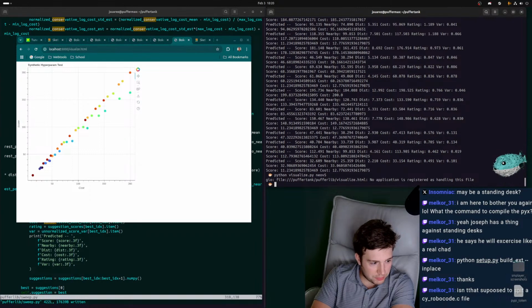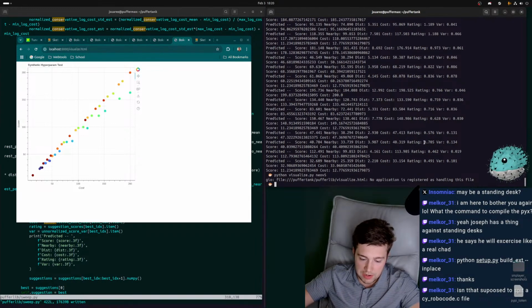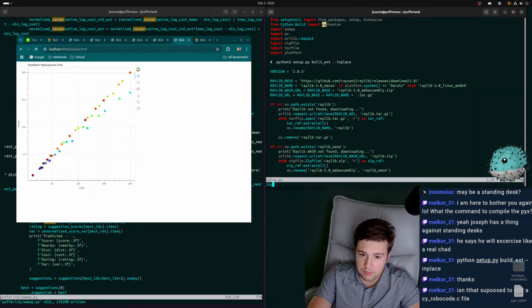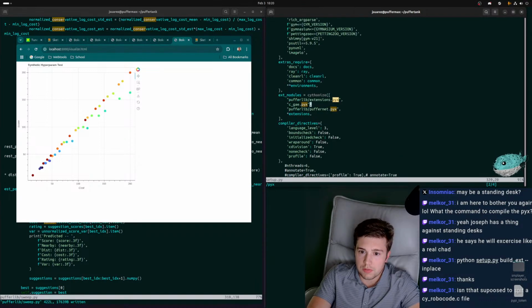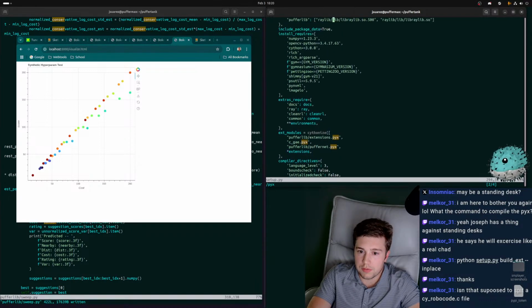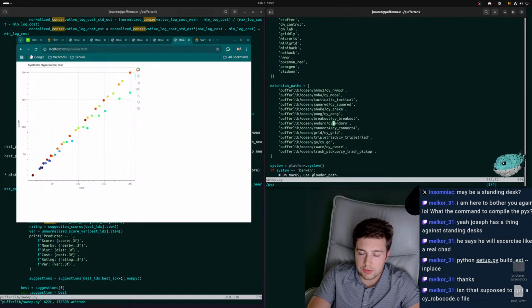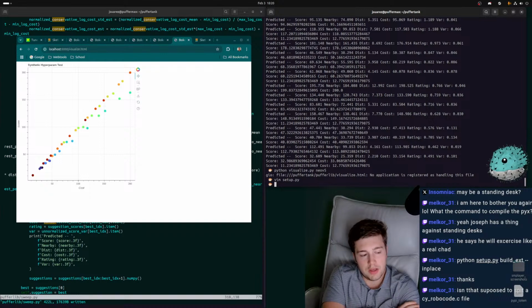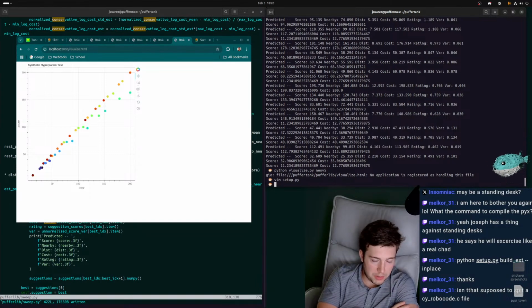Isn't that supposed to spit out? Yeah, it will, but you don't have to touch that file. The only thing that you have to do in order to get this to get picked up by Python is just add your robocode like right there or somewhere. All you have to do is add it as an extension, and then it'll spit out your robocode file. And then you should just be able to import it from Python.